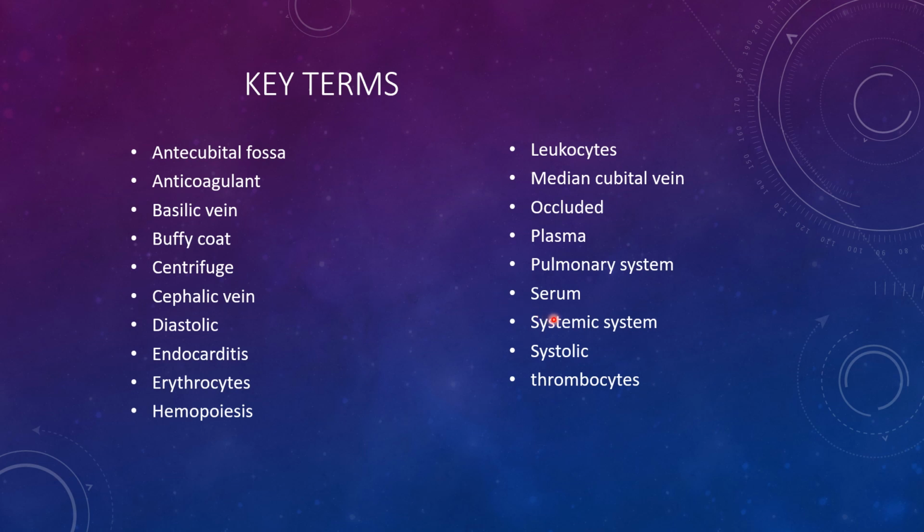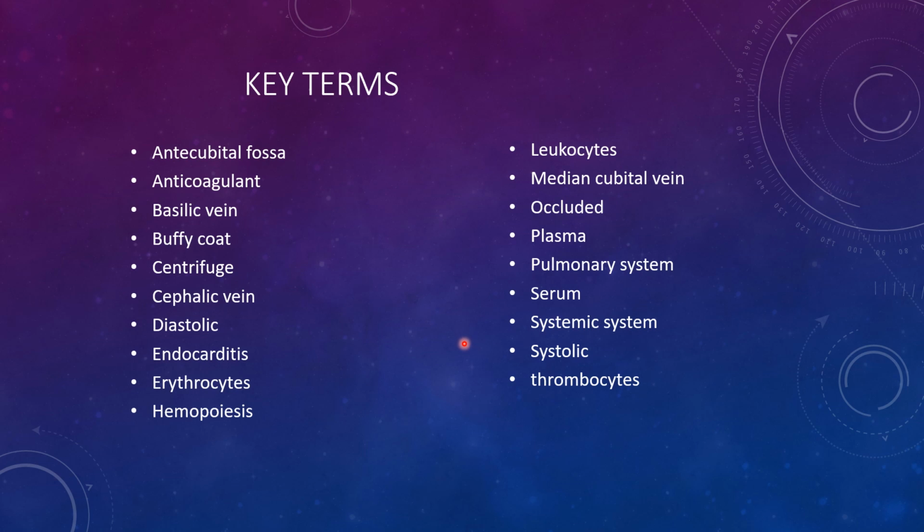So this is seen in your coagulated blood. So kung wala siyang anticoagulant, that is called your serum. Pero kapag may anticoagulant siya, that is called your plasma. Next, the involvement of your pulmonary system and your systemic system, which is essential for your circulatory system.